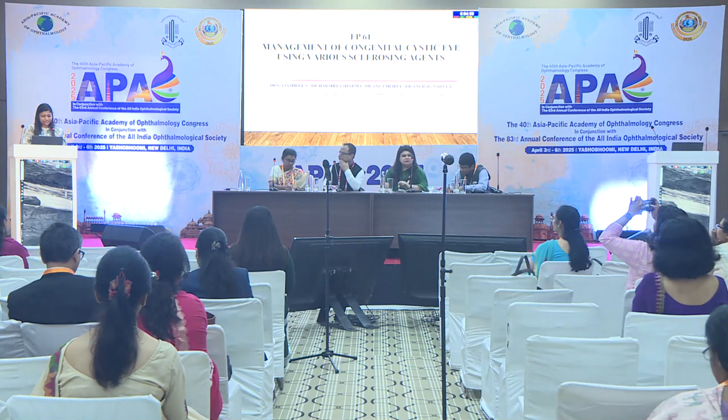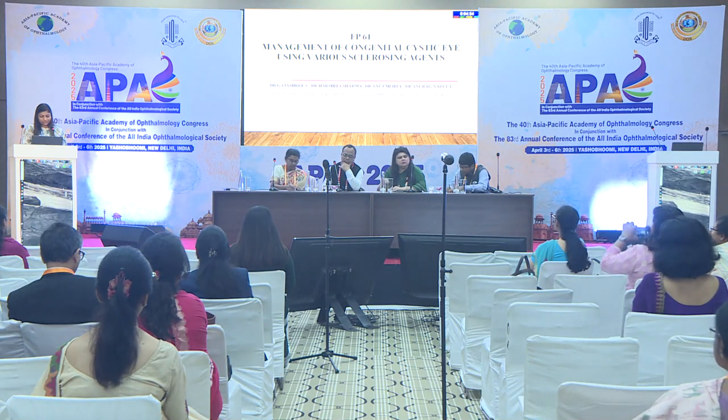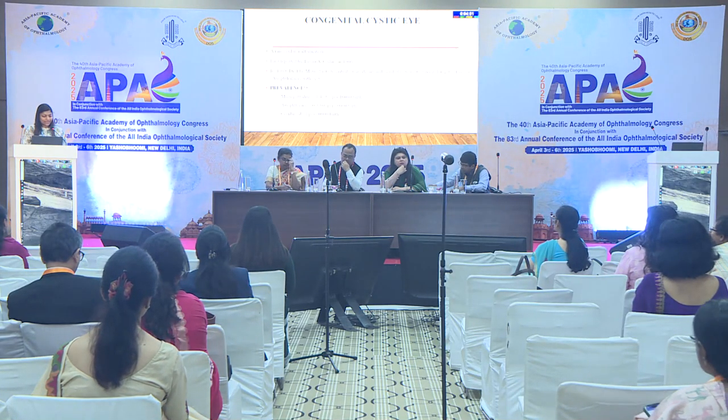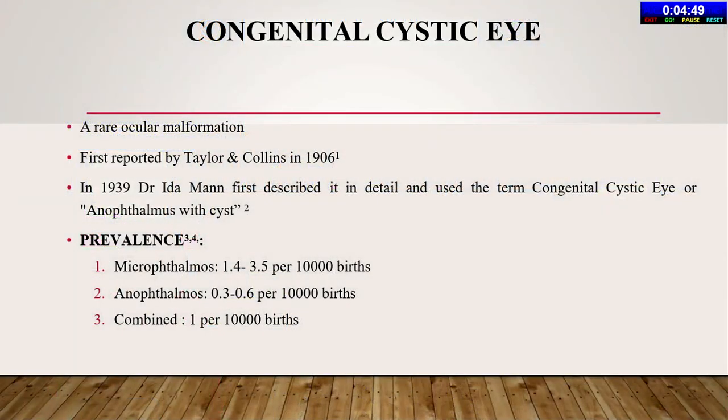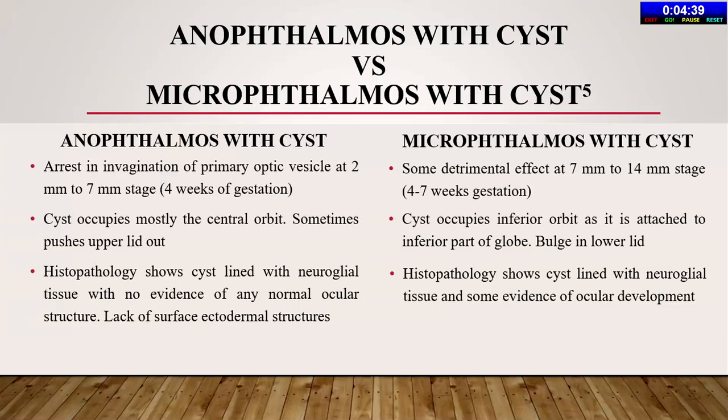My topic for today's discussion is management of congenital cystic eye using various sclerosing agents. It's a rare ocular malformation first reported by Taylor and Collis in 1906. In 1939, Edmund was the first to coin the term congenital cystic eye, or anophthalmos with cyst. It can be microphthalmos, anophthalmos, or combined.